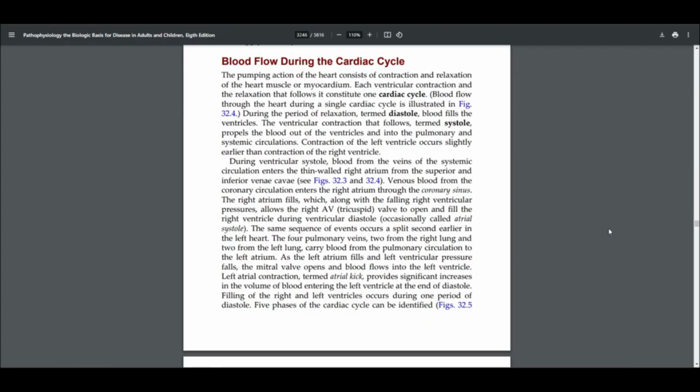During the period of relaxation, termed diastole, blood fills the ventricles. The ventricular contraction that follows, termed systole, propels the blood out of the ventricles and into the pulmonary and systemic circulation. Contraction of the left ventricle occurs slightly earlier than contraction of the right ventricle, which is what you hear when you listen to the heart, that lub-dub.